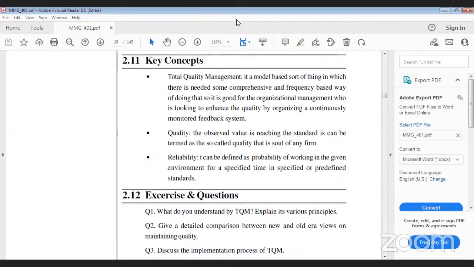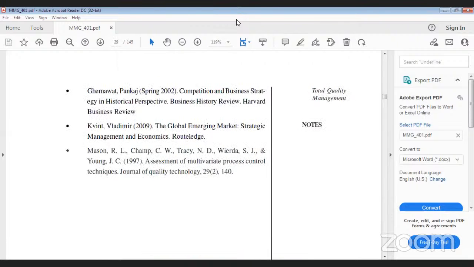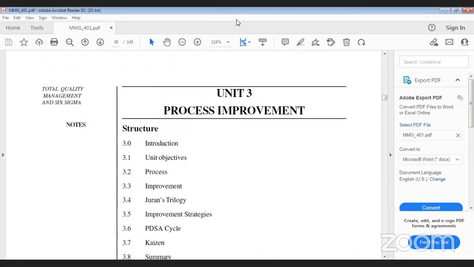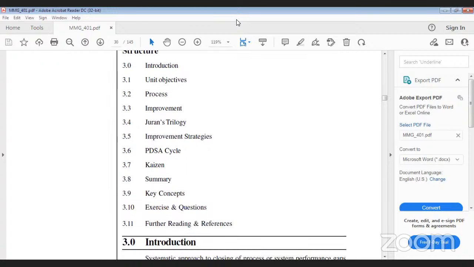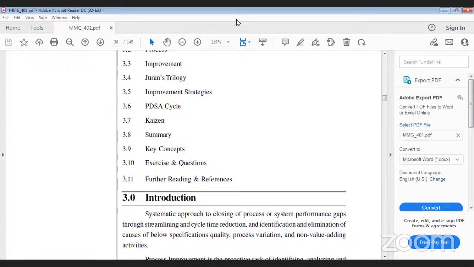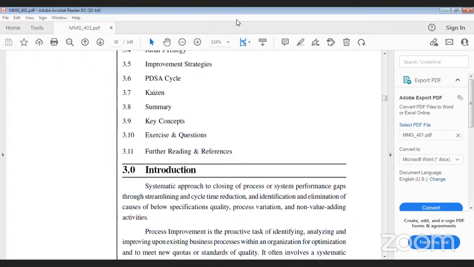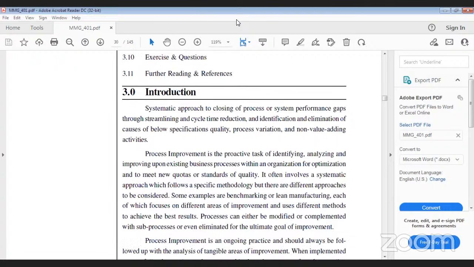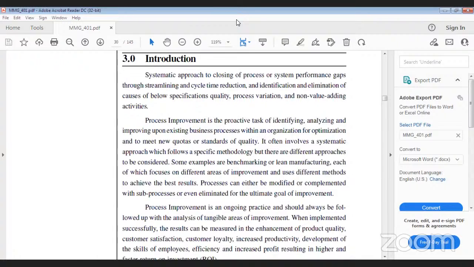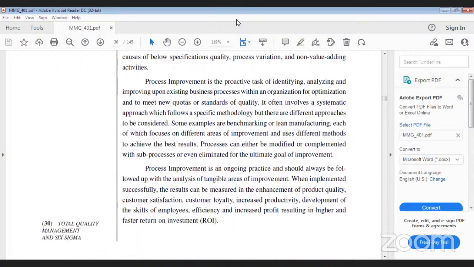There are also some questions for you here, given at the end of each unit. Then here we will find unit number 3, process of improvement. Here is a systematic approach to closing process or systematic performance gaps through streamlining and cycle time reduction and identification and elimination of causes below the specification, quality, process variation, and non-value adding activities also there.